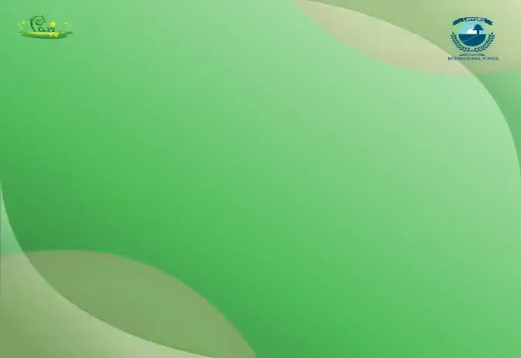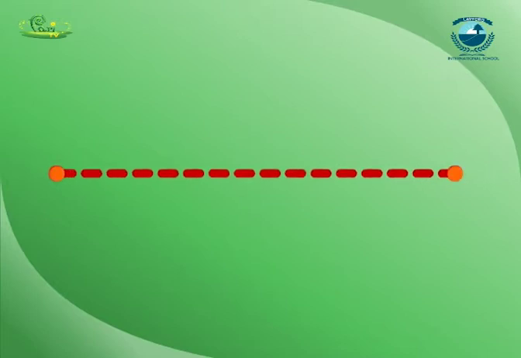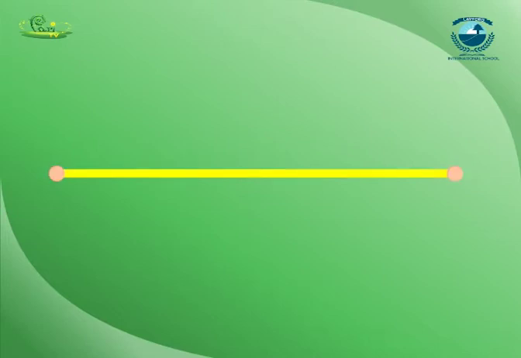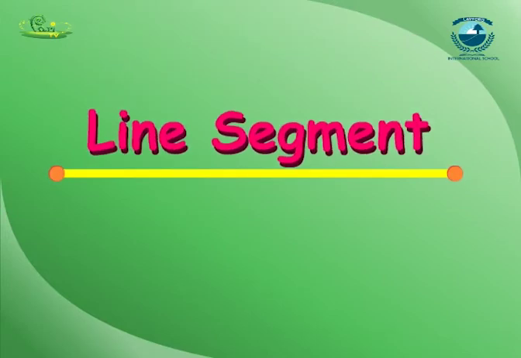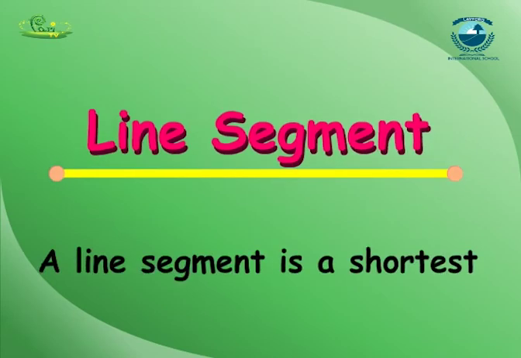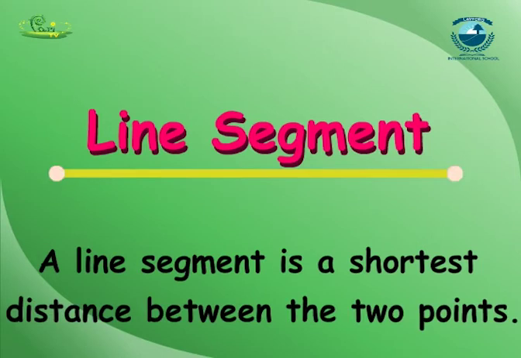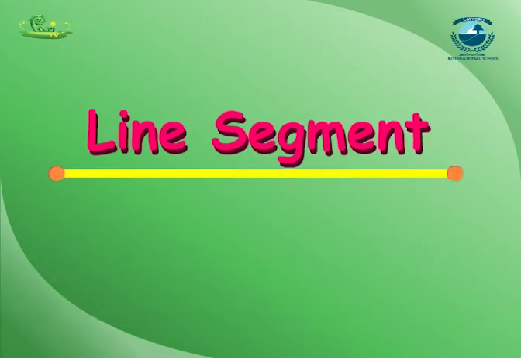Now, we shall see what happens if two points are joined together. We have just discussed that a point determines a location. So, if we join two of them, it will turn into a line segment. And what is a line segment then? A line segment is the shortest distance between two points. Here, A and B are called the endpoints of the segment.